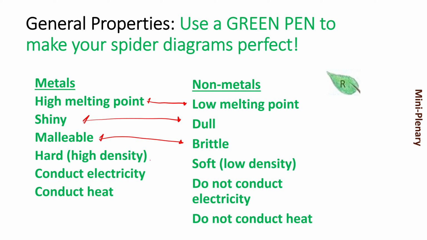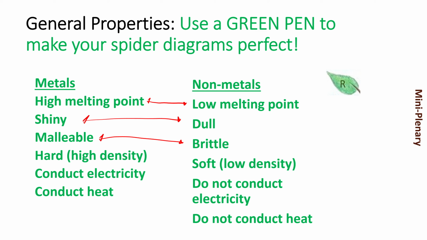Hard, high density metals, soft, low density non-metals. You get the idea, right? They are the opposite. So if you know the properties of one, you know the properties of the other. Now these are general properties. There are some strange elements out there that do things that are a bit like a metal and a bit like a non-metal, but we don't need to know about that just yet.